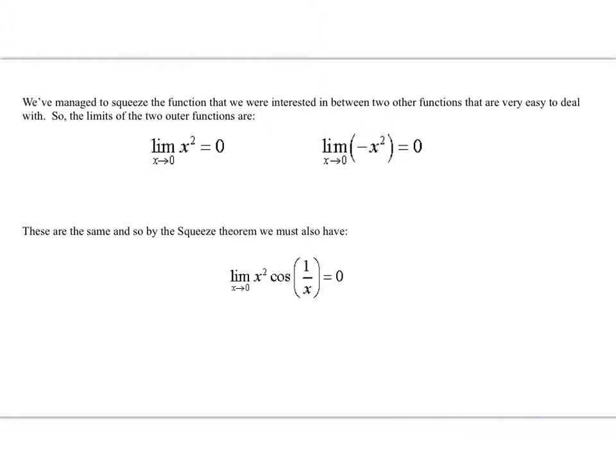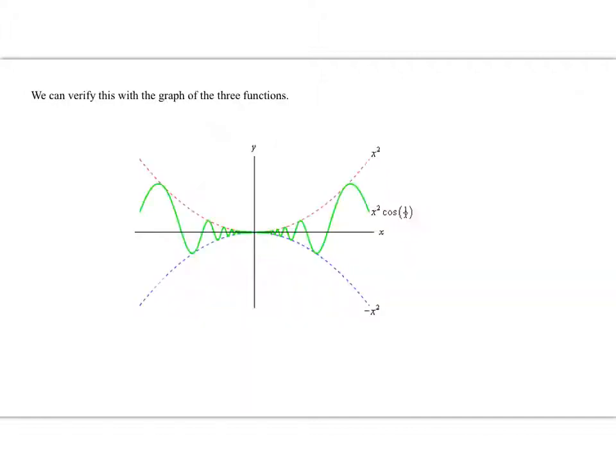All right, so again, saying that we know the limit as x approaches 0 of x squared had to equal 0. The limit as x approaches 0 of negative x squared had to equal 0. So this guy had to be squeezed in between. It has to equal 0.